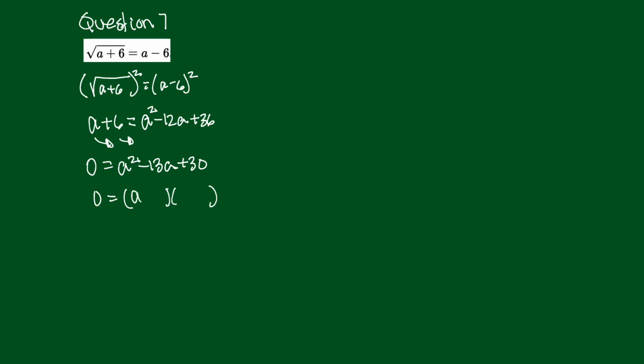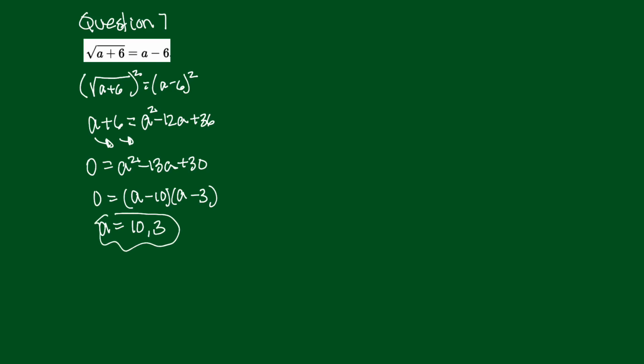So we will get a and a. Now I'm thinking, 30 and 1, I can't get a 13. 6 and 5, I can't get a 13. But 10 and 3, that'll work. 10 and 3, and the 30 is positive, so they have the same sign. So minus 10, minus 3. So here's what I'm getting as potential solutions, 10 and 3.